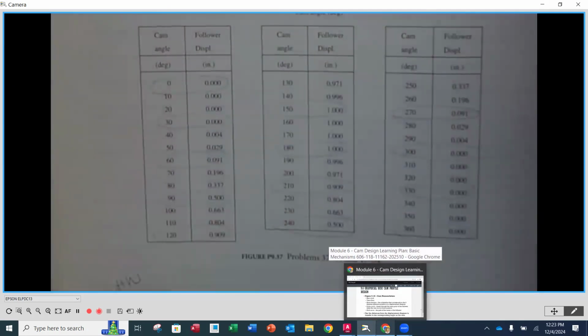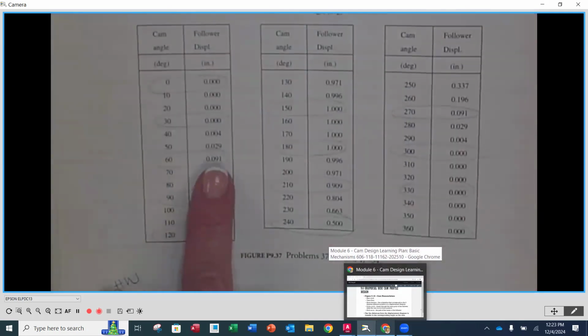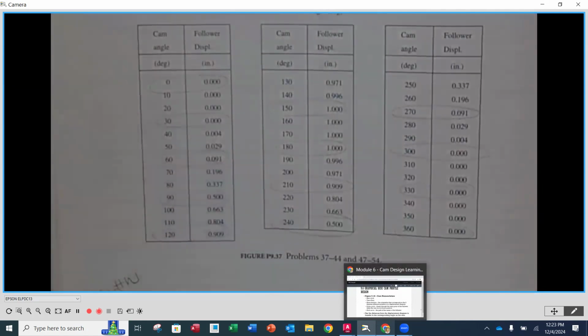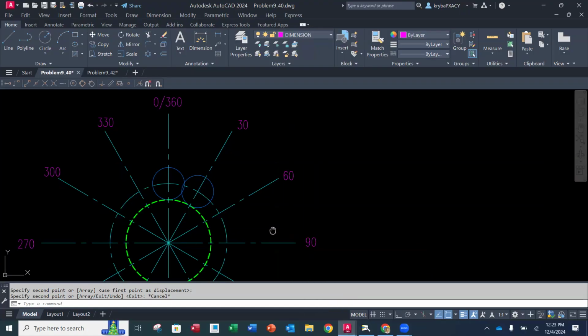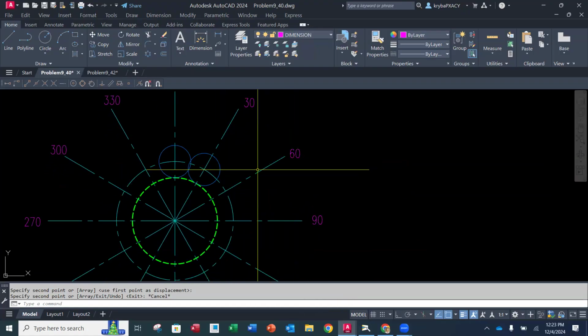Now I'm going to go back underneath and I'm going to go down to the 60-degree mark. At 60 degrees, it says, oh, we're offset. The follower displacement is 0.091. Okay. Well, now I have something that I have to generate. So I'm going to go back to AutoCAD. And now here's my 60-degree mark.